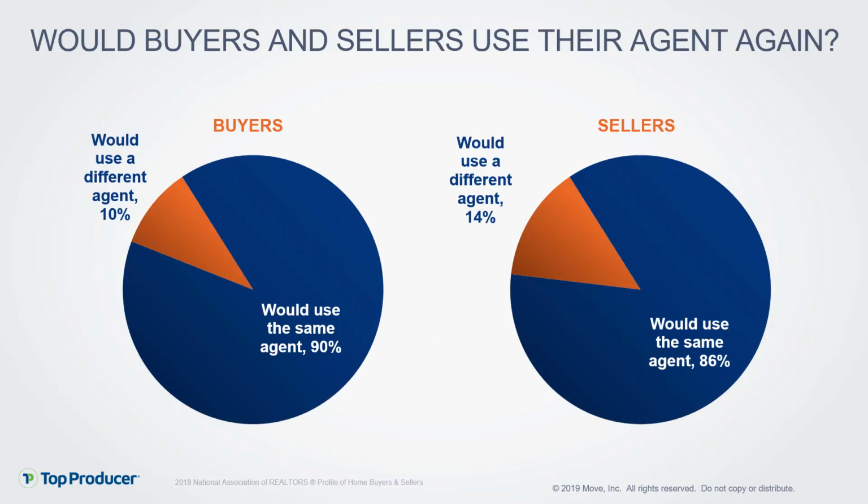In addition to where they're finding their agents, you can also see that buyers and sellers are satisfied with the level of service that realtors are providing. So this chart shows that about 90% of buyers would use the same agent again, and 86% of sellers would come back and use the same agent again. And those would be great satisfaction rates for any industry. And it's really something to pat yourselves on the back about, because buyers and sellers generally say they will come back and work with you again after you've closed the transaction.